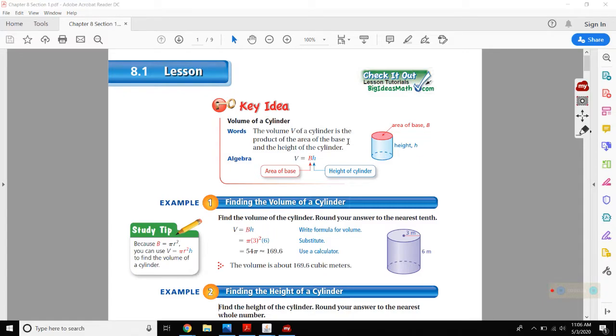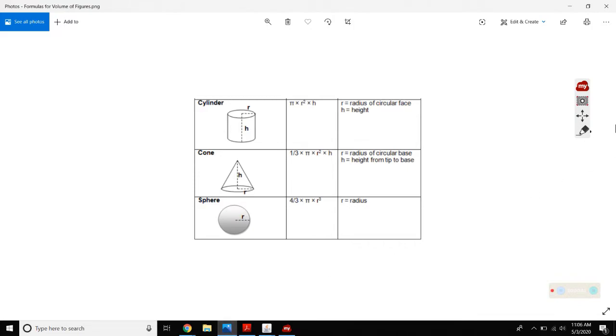I'm going to show you how to find the area of base so that you can find the volume of a cylinder. To do that, we're going to step away from the textbook and go to this formula sheet. This formula sheet I have attached into our Google Classroom so you can reference it at any time. So I said, we're finding the volume of a cylinder. And the first thing we had was that V equals B times H. B was that area of base.